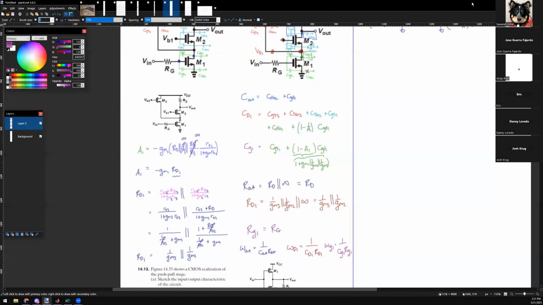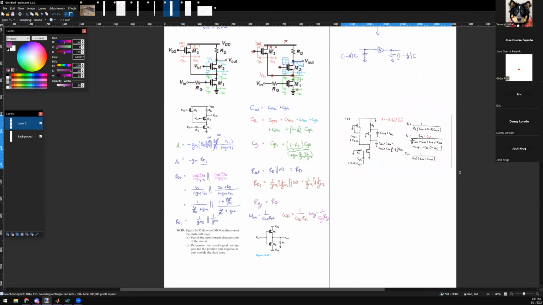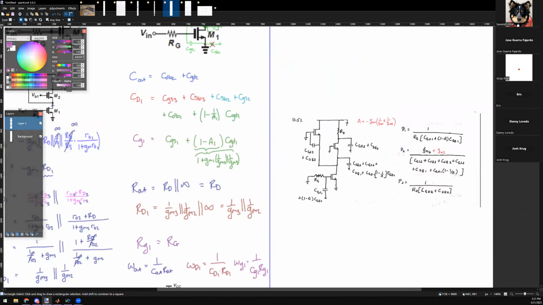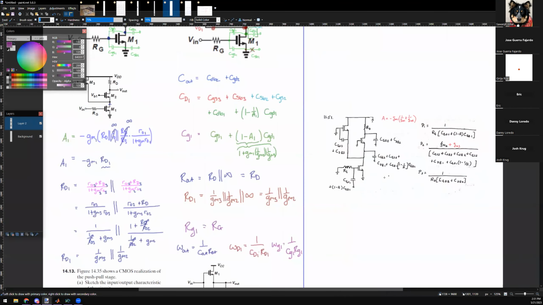Not with this question, but can we find the gain of the circuit? Okay, wait, hold on. Let me check our work real quick. They said that you have a pole at RG1. So this guy's RG, and then you have CG1. CG1 is CS1 plus 1 minus A times CGD1. So this guy is confirmed.